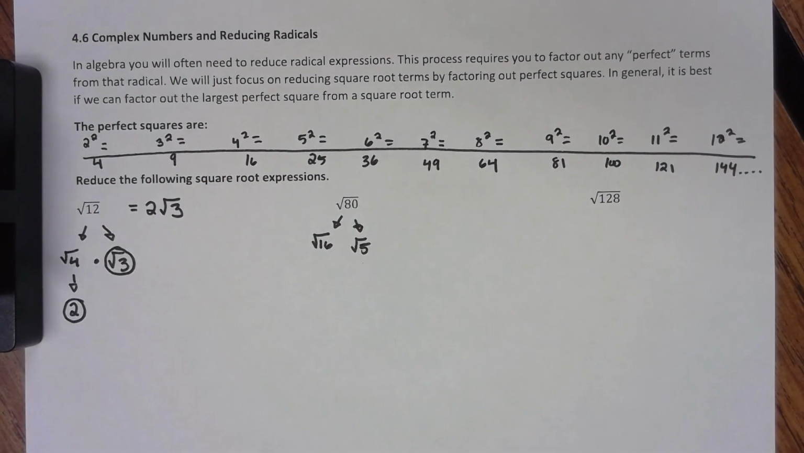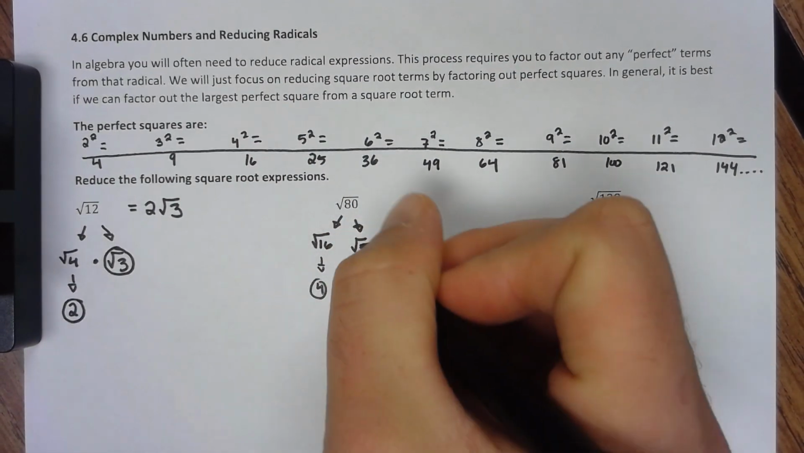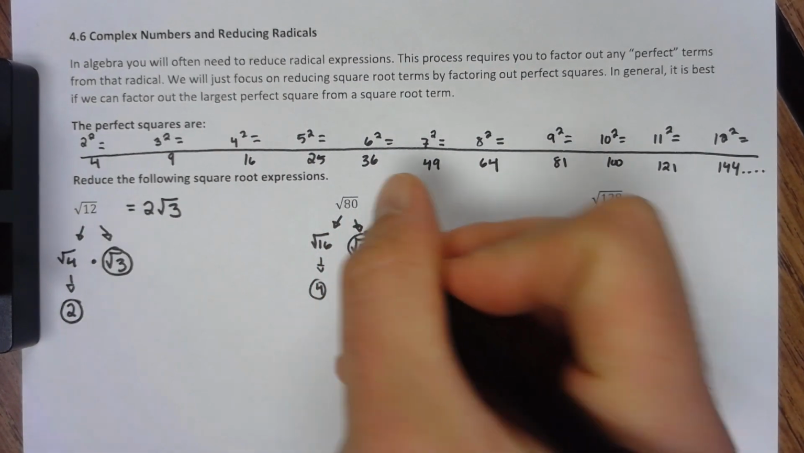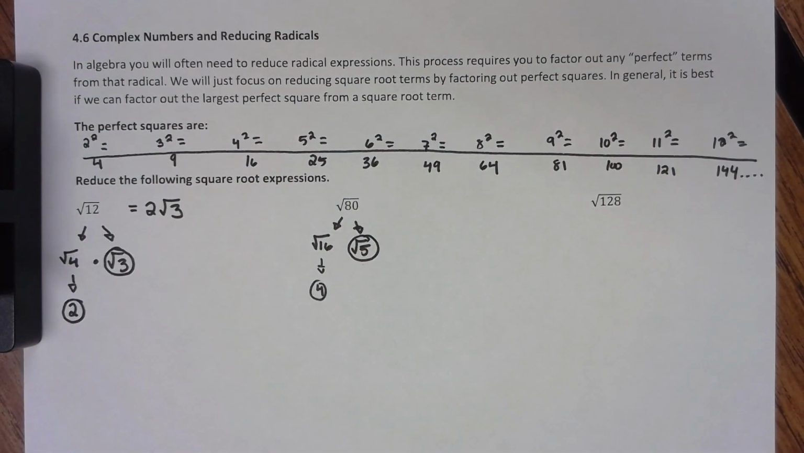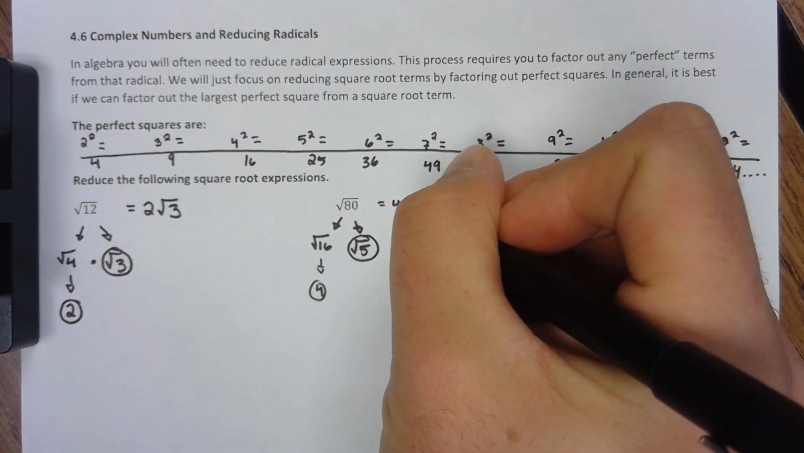Again, I'm keeping the square root terms there until I actually take the square root of the number. The square root of 16 is 4. Root 5, there aren't any other perfect squares that divide that. So root 80 is equal to 4 times the square root of 5.